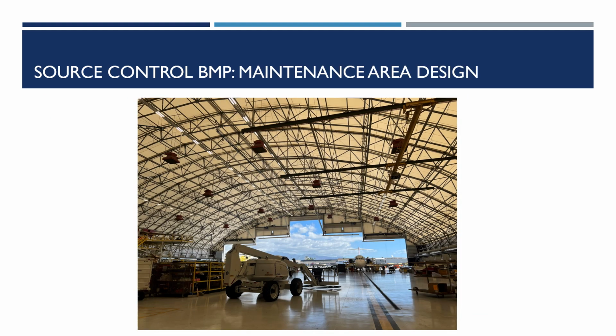Maintenance area design involves incorporating design criteria for maintenance and repair activities. Considerations include locating maintenance and repair areas indoors or under cover where possible, and creating impermeable bermed areas to prevent wash waters from entering the drainage system or receiving water.